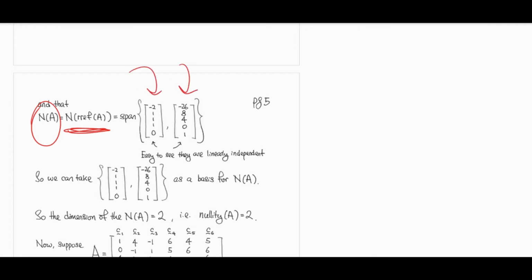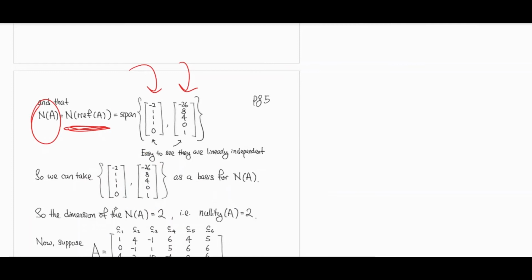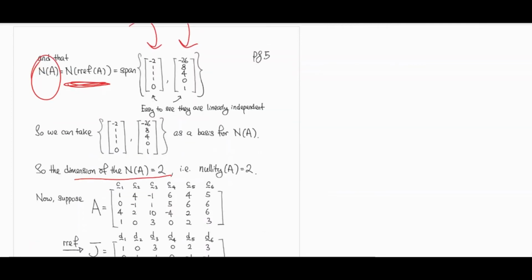Therefore, we can choose these two vectors. We can make a collection of these two vectors as a basis for the null space of A. So the null space of A actually has a basis that has two vectors in it. So the dimension of the null space of A is going to be 2, and so the nullity is 2.